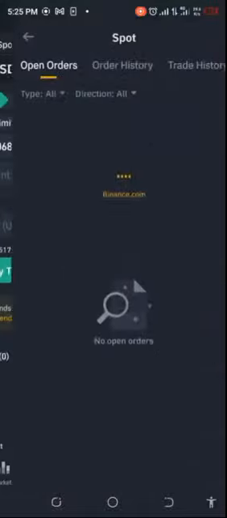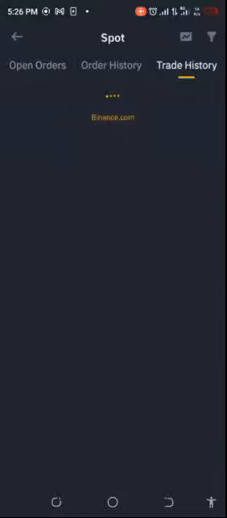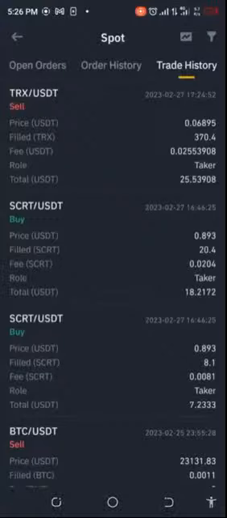Let's look at the trade history so that we'll be able to get everything fully, okay? So the trade history, it bought in two parts. We have 18.2 and we have 7.2. So that means if you add everything together, that's like 25.44, something in that range, 25.44.